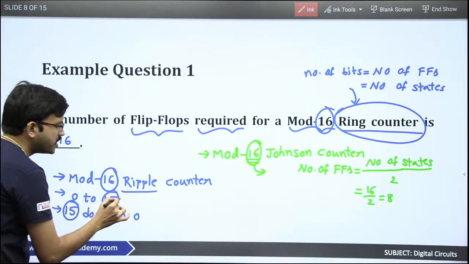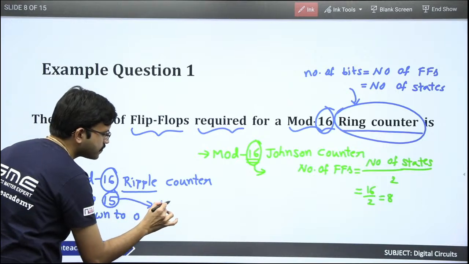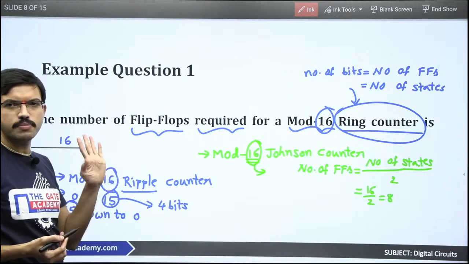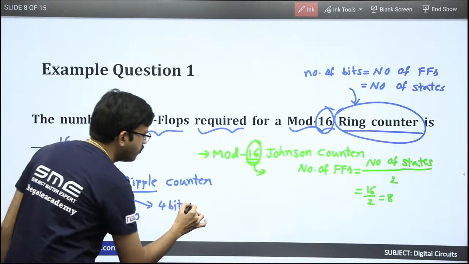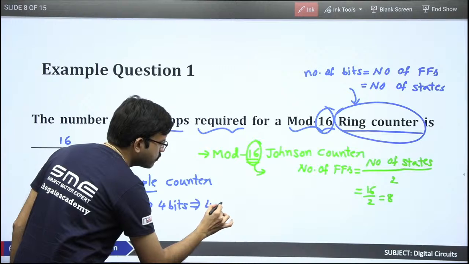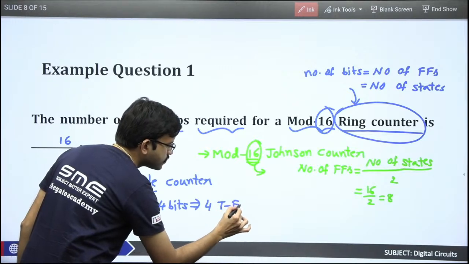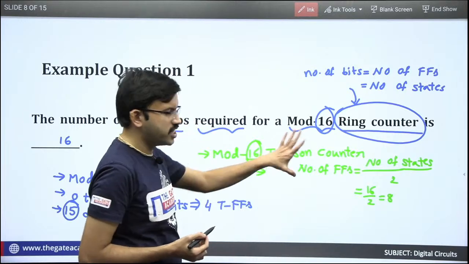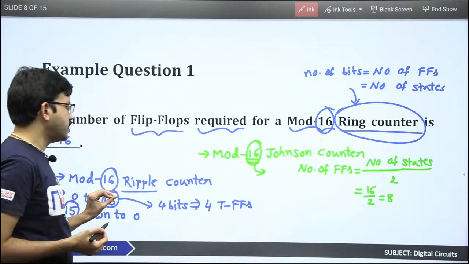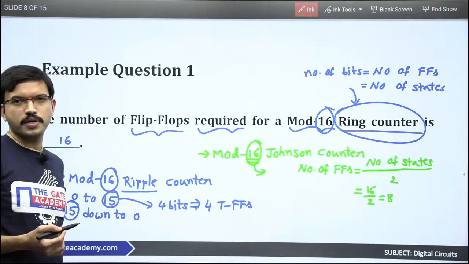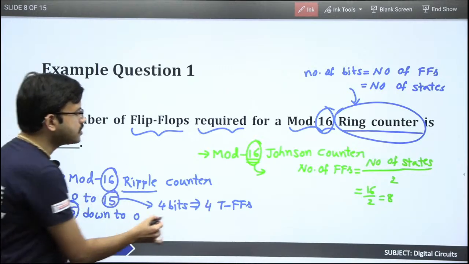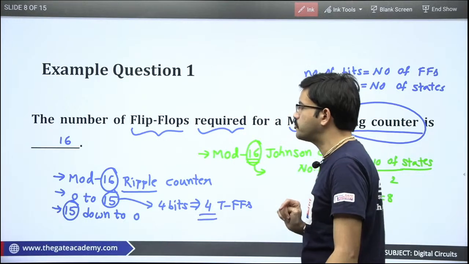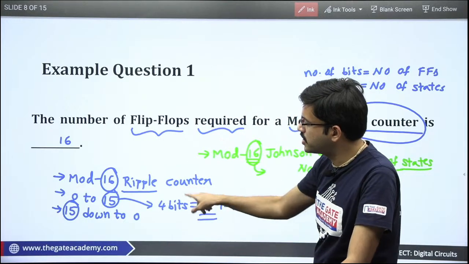So either you consider 0 to 15 or 15 down to 0, 15 is the maximum, right? For representing 15, we require 4 bits. 4 ones is nothing but 15, right? So that means we require 4 flip-flops, 4 T flip-flops. See, in ring counter and Johnson counter, we will use D flip-flops. In the ripple counter or binary counter, we will use T flip-flops. So here the answer is 4. So whatever most of the students mentioned earlier, 4, that 4 is the correct answer for this question.